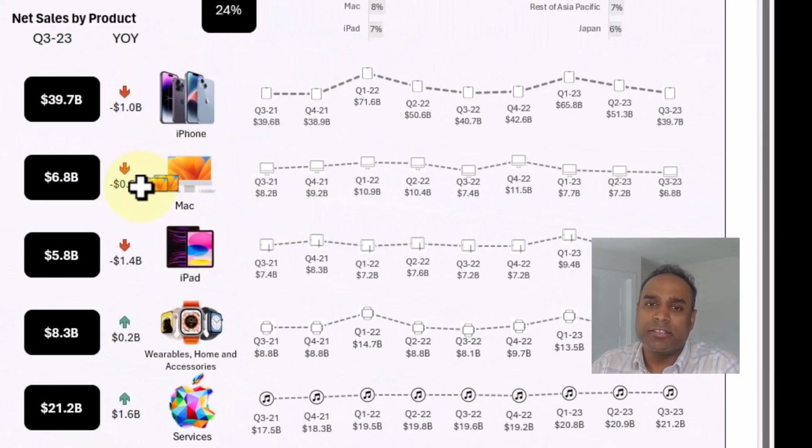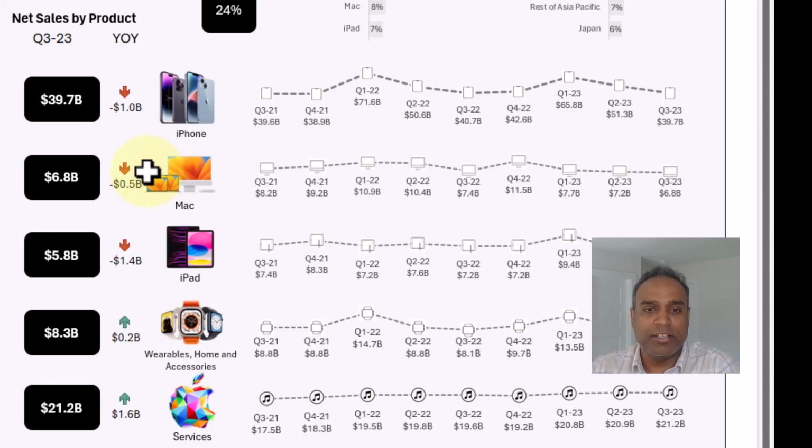Now let's take a look at specific products. iPhone in Q3 was 39.7 billion, which was down 1 billion year over year, and you can see every quarter's sales for iPhone. Mac was down by half a billion, and iPad was down by 1.4 billion year over year, while the wearables and accessories and also the services were up. Specifically, the services were up by 1.6 billion. So this is how the change year over year has happened within each of these product categories.